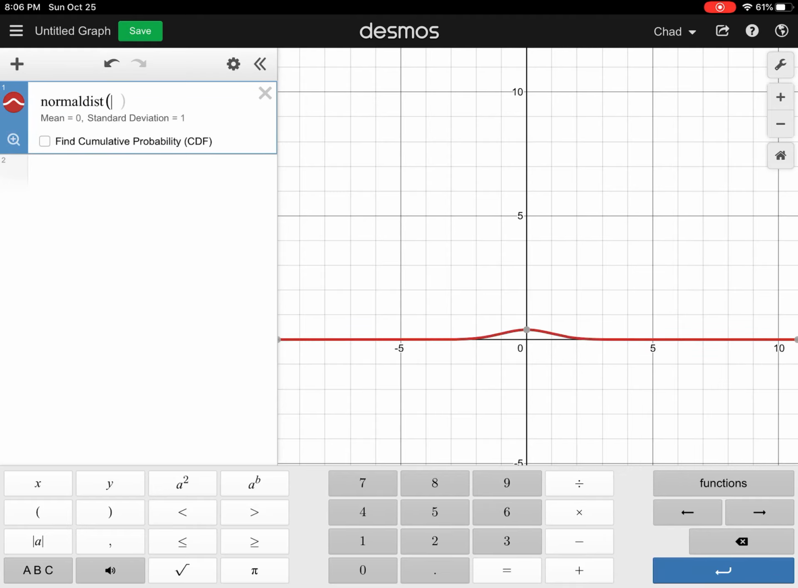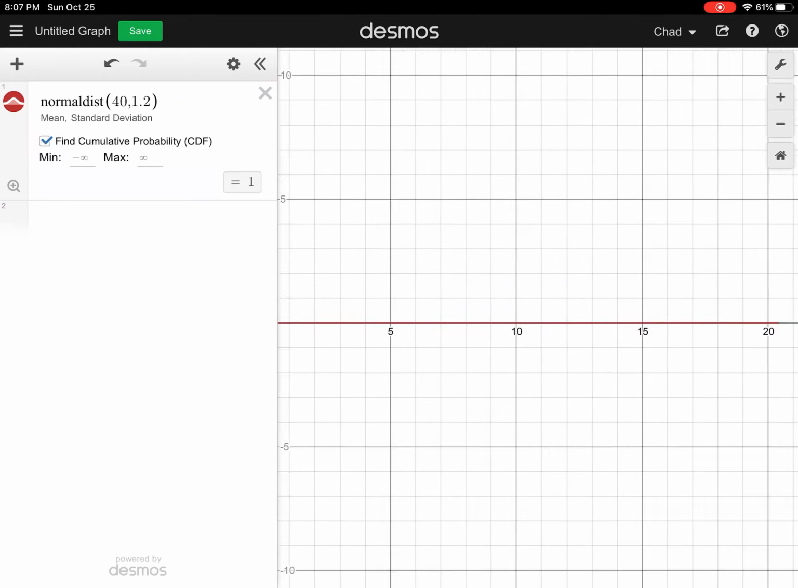All right, so it says normal dist, and then it's looking for the mean and the standard deviation. So my mean is 40, and my standard deviation is 1.2. All right, so then I close the parentheses. So it's mean, comma, standard deviation. And then what I want to do here is check this box right here that says cumulative distribution, or find cumulative probability. So this is the area under the normal curve.